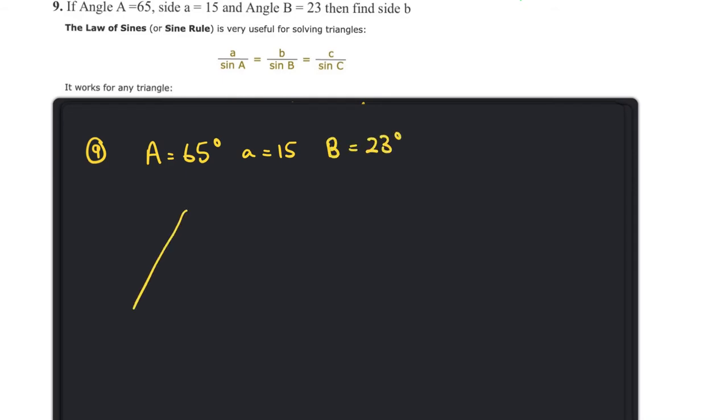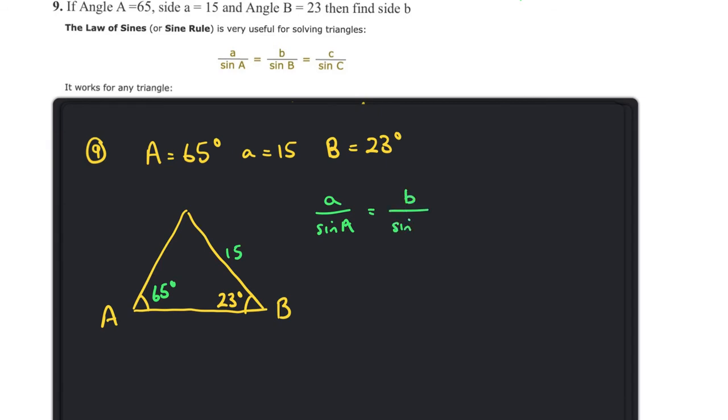So basically we've got a formula like this. They give you the formula there. There's your triangle. A, we know, is 65. B, we know, is 23. And we know that side a over here is 15. So the formula says a over sine A equals b over sine B. And that's all we need really.